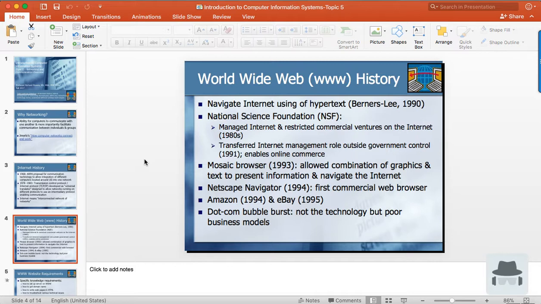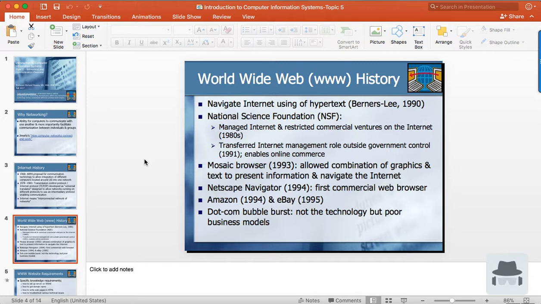It moved the internet from being a very restricted academic, military type of platform to, in 91, a platform that could be used and leveraged for online commerce. And it was really an explosion of activity, starting in 90 through 93. 93 was the creation of the first browser, Mosaic, which was the first browser to let you access data within the World Wide Web.